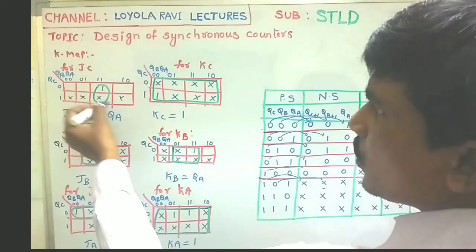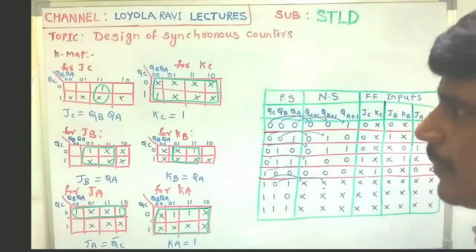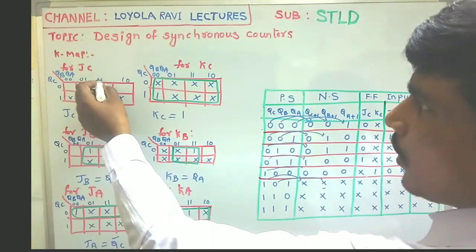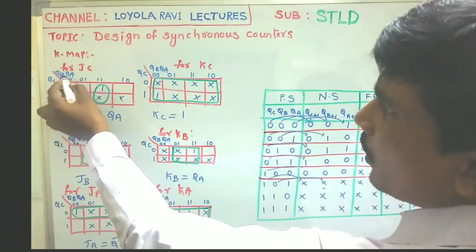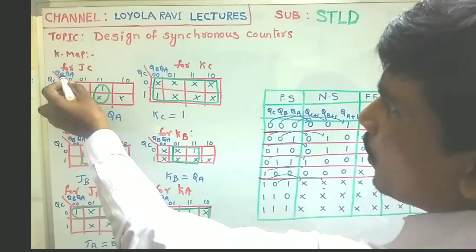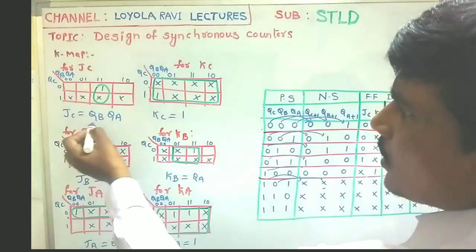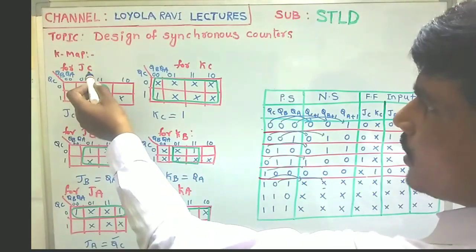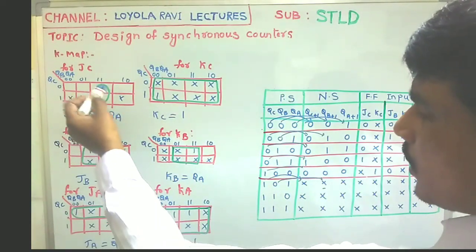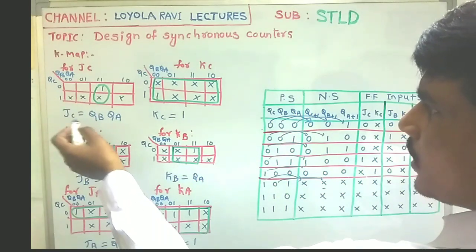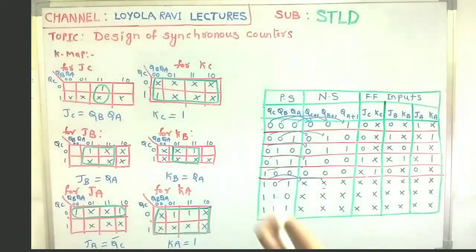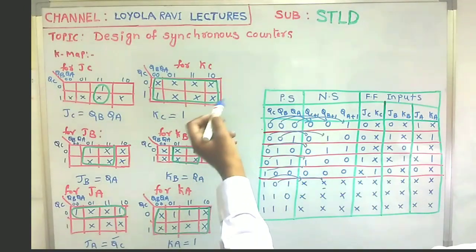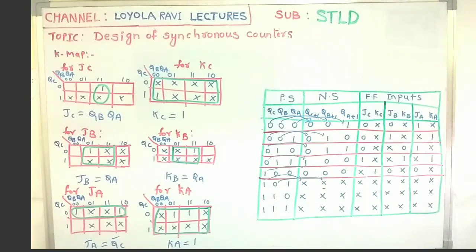Horizontally, 0 and 1, there are no common terms. Vertically what do we have? 1, 1, which belongs to QB, QA. That's why JC is QB, QA. For JC, using this 3 variable K-map, you will get JC as QB, QA. Then go for KC. JC, KC, JB, KB, JA, KA, all of those we have to find.